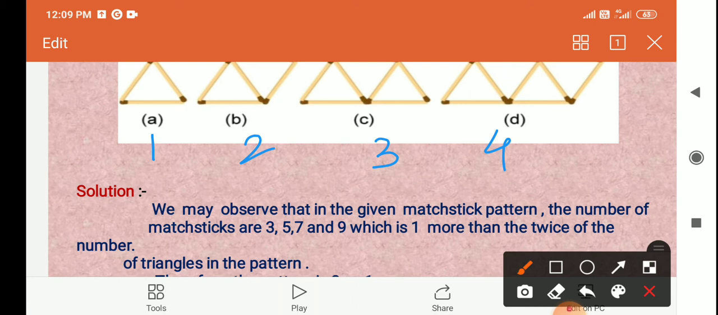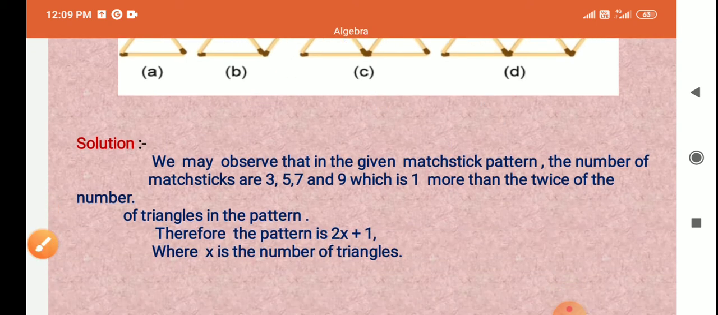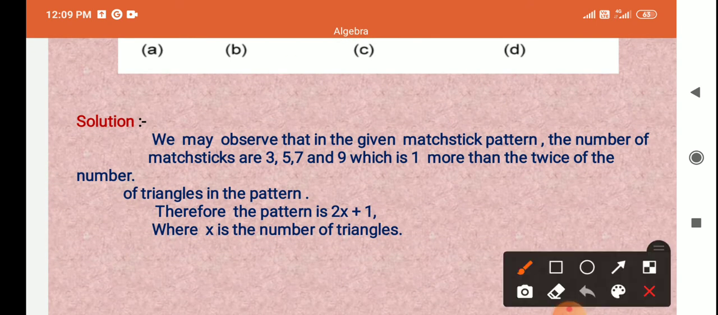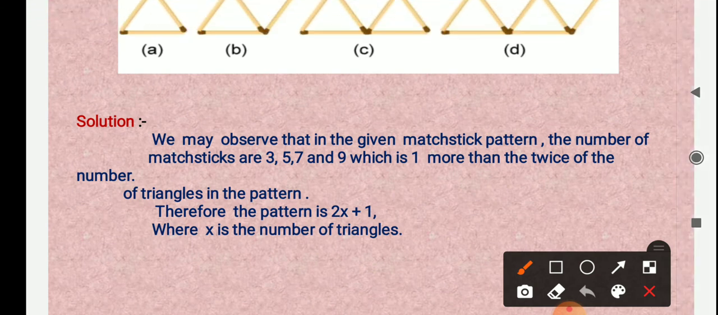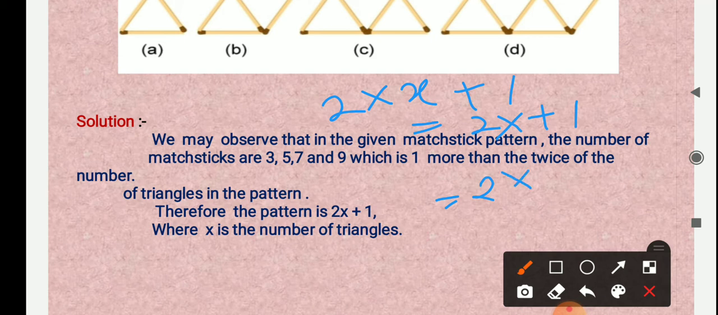So here how do we get the pattern for it? Look here: one more than twice the number of triangles. Twice the number of triangles means here we get the pattern 2x plus 1. Suppose the number of triangles is 1, if we put the value of x as 1, we get 2 ones are 2, plus 1, 3. So for one triangle 3 matchsticks are required.